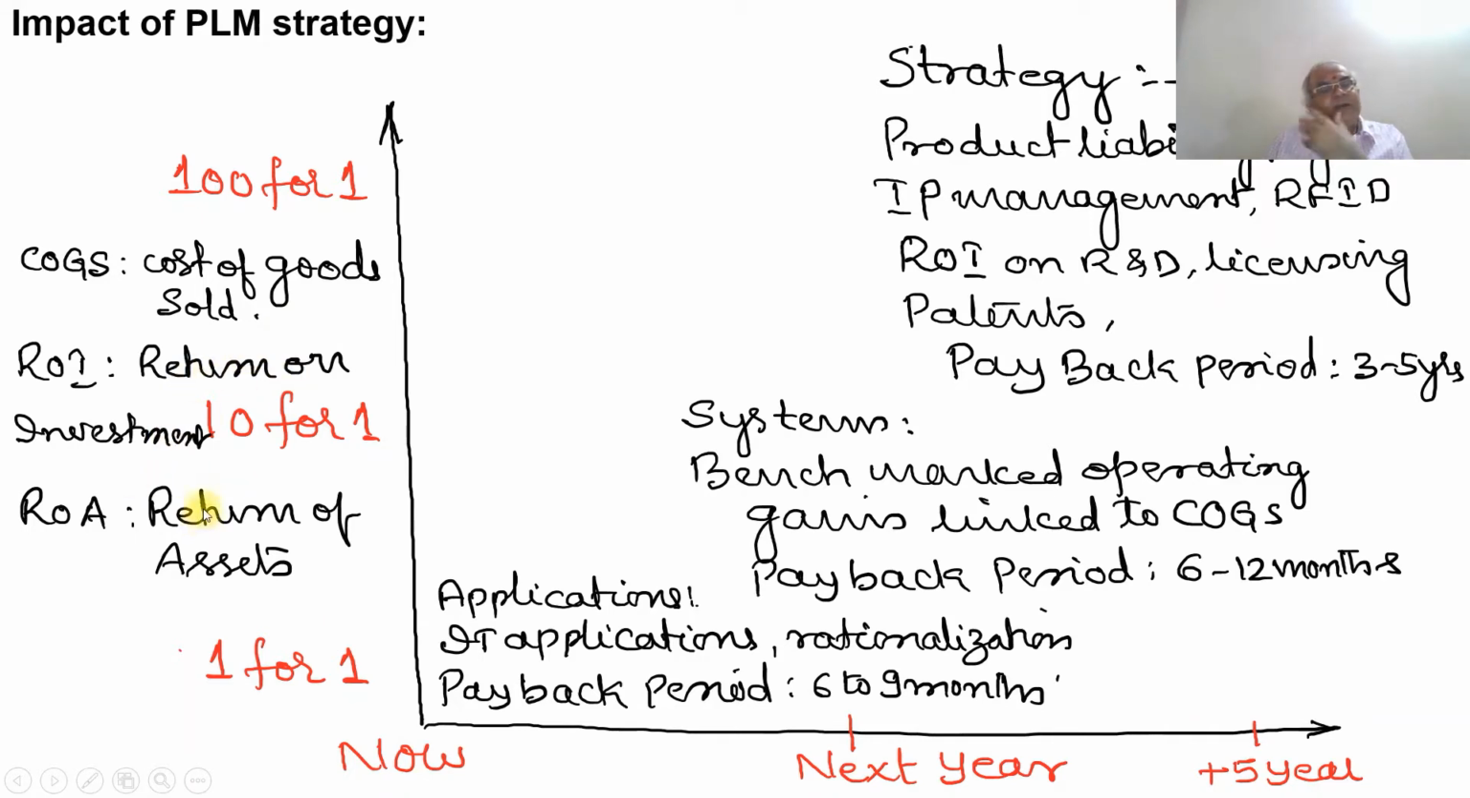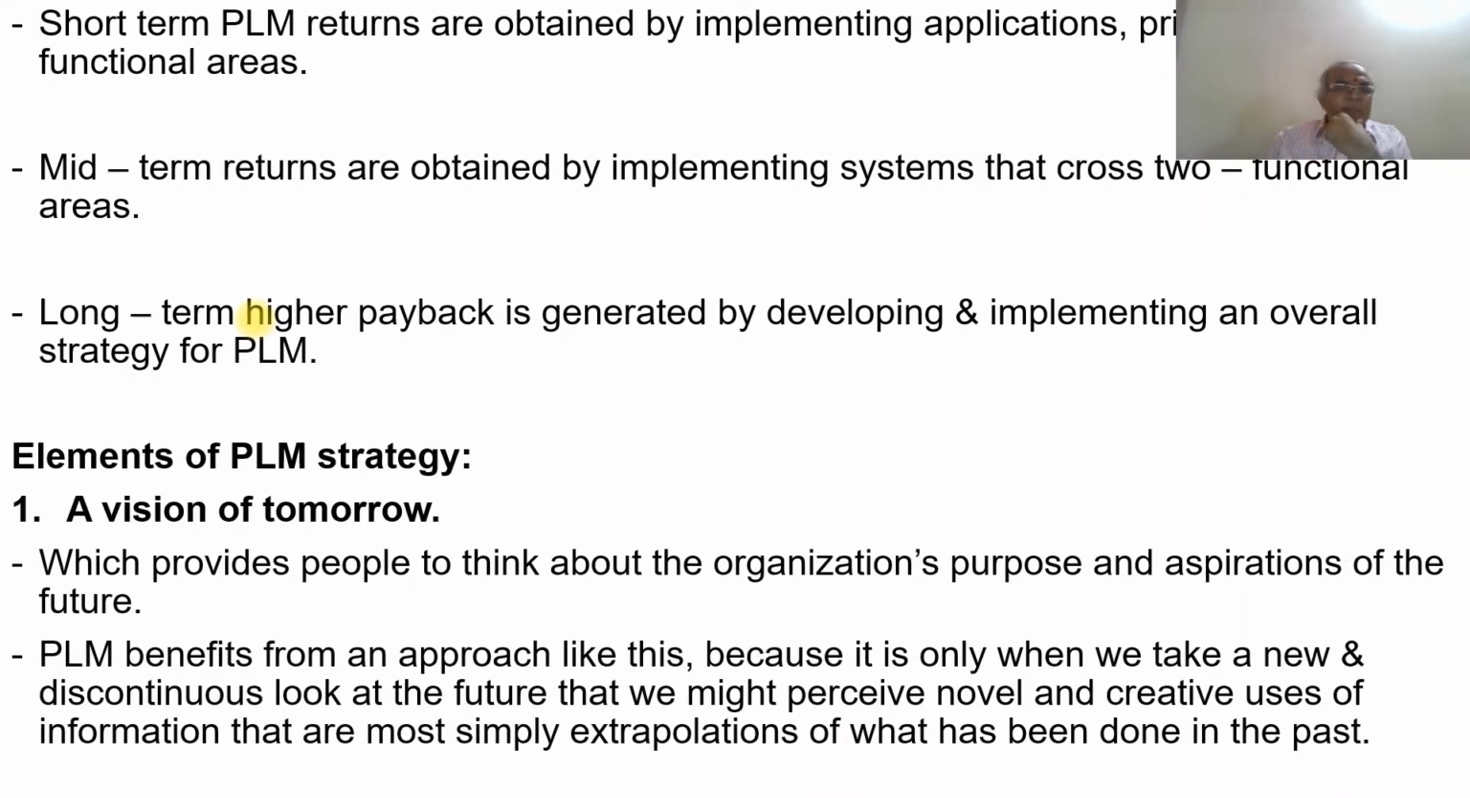Return on investment, which I've already explained in our previous videos. Return on assets. What is an asset? It may be a fixed asset like a building, or it may be land. All those things will come into the picture. Cost of goods sold, COGS. The cost of goods sold means whatever product you are going to develop, and that has to be sold, the cost involved in that, all those things are going to play a major role in the PLM strategy.